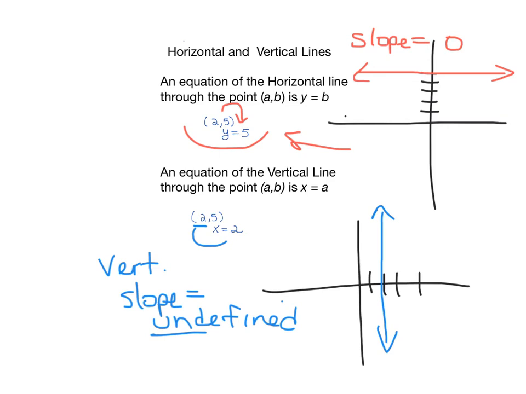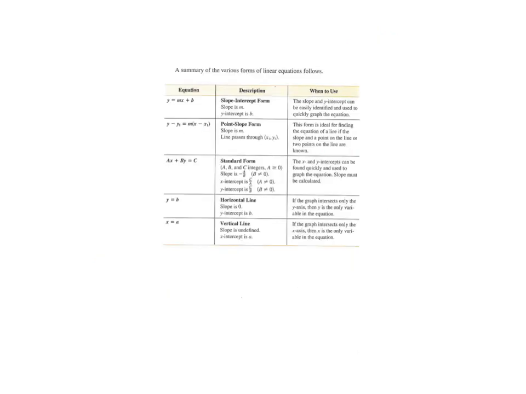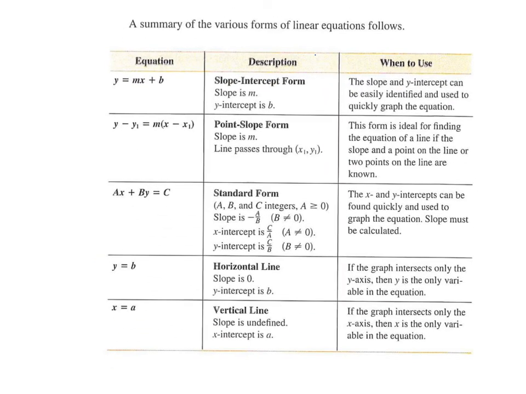The next slide just has a summary of the different forms and the horizontal and vertical lines that we've spoken about. Again, it tells you what each thing represents in the equation or in the form.